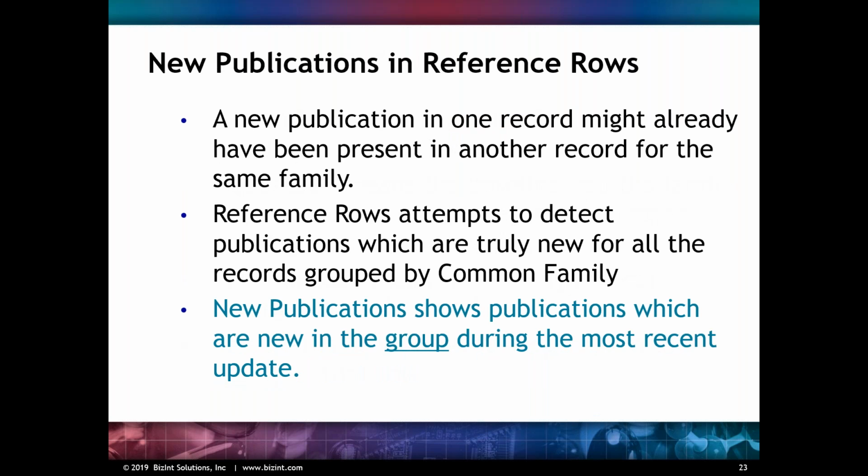New publications does something even slightly more interesting. You might see a new publication show up in one record, but that publication was already listed in another record. So it might be that, because of a timeliness question or whatever reason, you might see a record that's already shown up. Reference rows does the accounting between the previous records and what was identified as new in the newer records, and only shows you new publications to the group compared to the baseline.